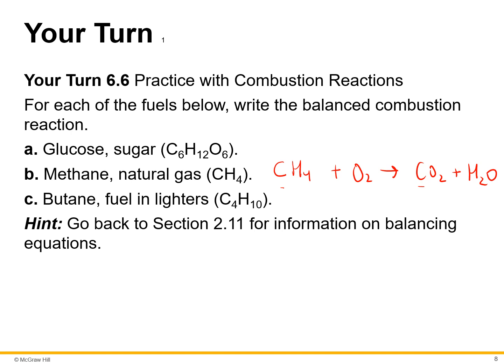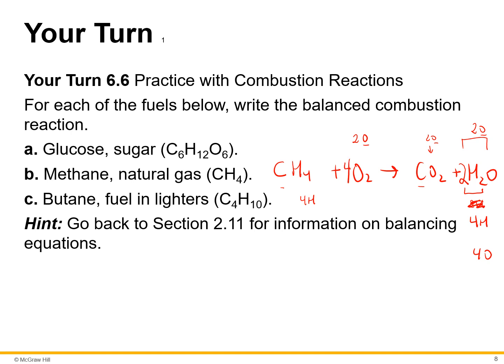We look at the hydrogens. There's 4 hydrogens on the left and 2 hydrogens on the right. So how do we make 4? We put a 2 here, and now this becomes 4 hydrogens because 2 times 2 is 4. What about the oxygens? On the right, there are 4 oxygens, 2 from the CO2 and 2 from the water. And on the left, we have 2 oxygens because of the O2. So how do we balance this? We would put a 2 in front.